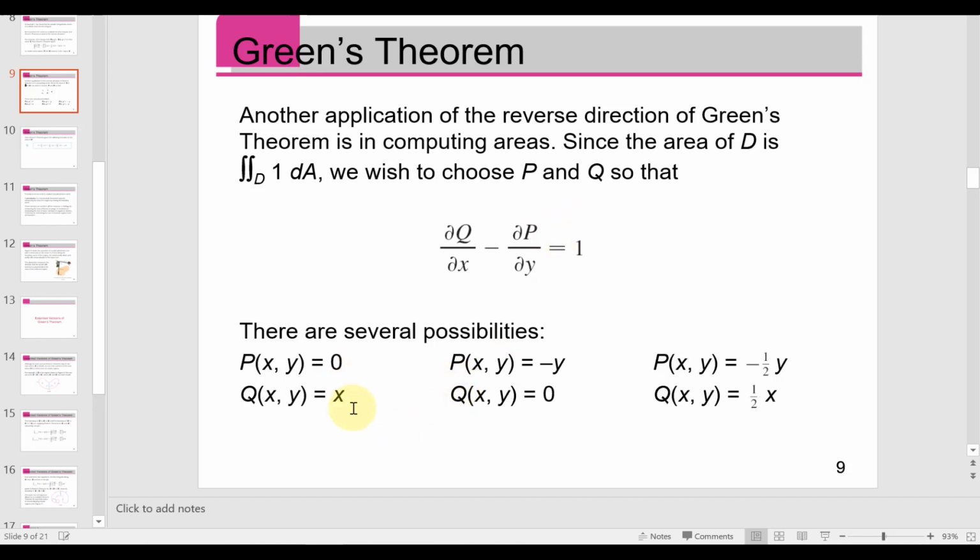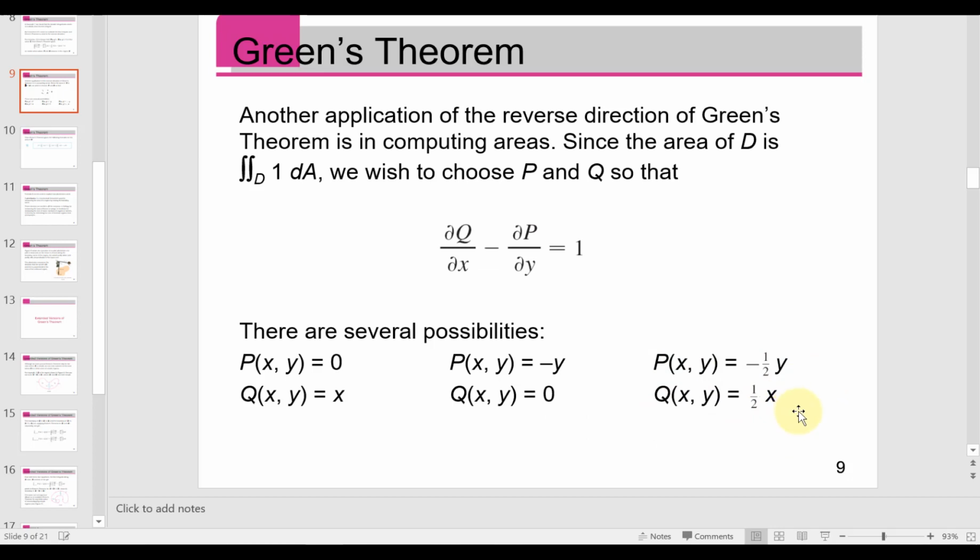So we can go with this choice, p is 0, q is x, or we can go with p is minus y and q is 0, or we could have both, p is minus 1/2 y, q is 1/2 x. There may be some cases where it might be easier and faster to go with either of these two. In this example, I'm going to choose this option.